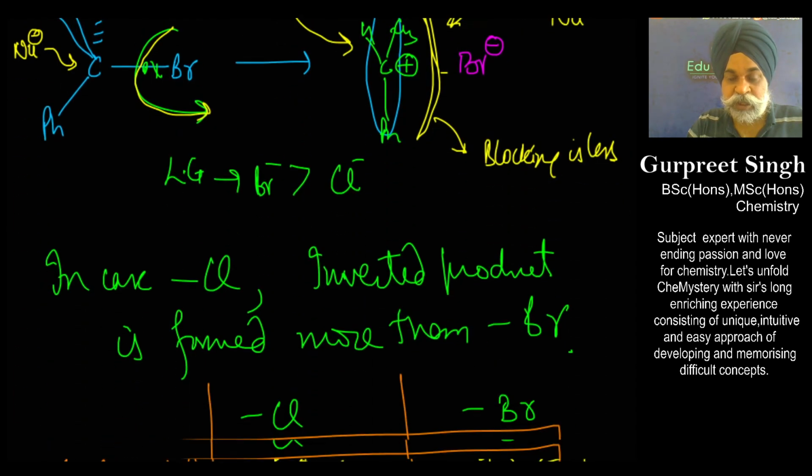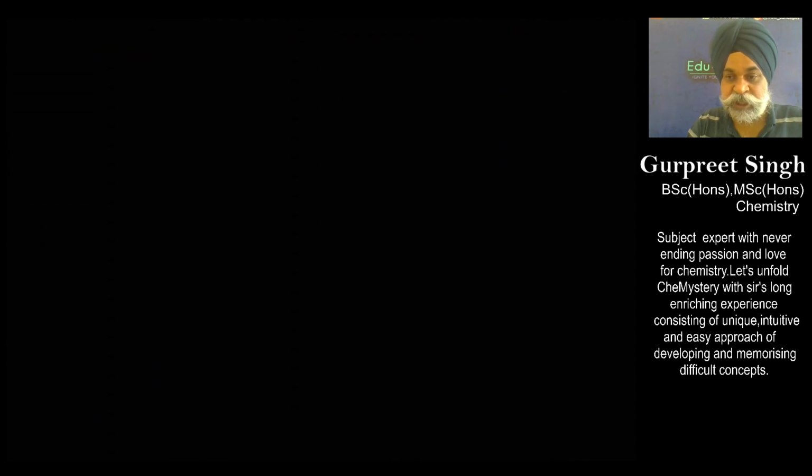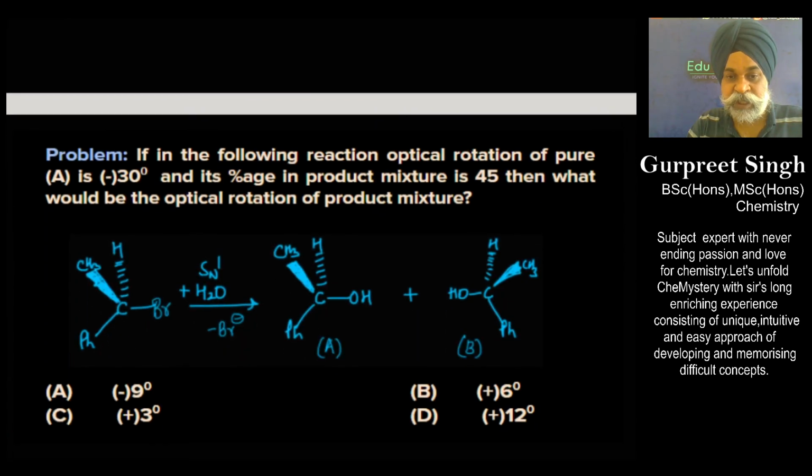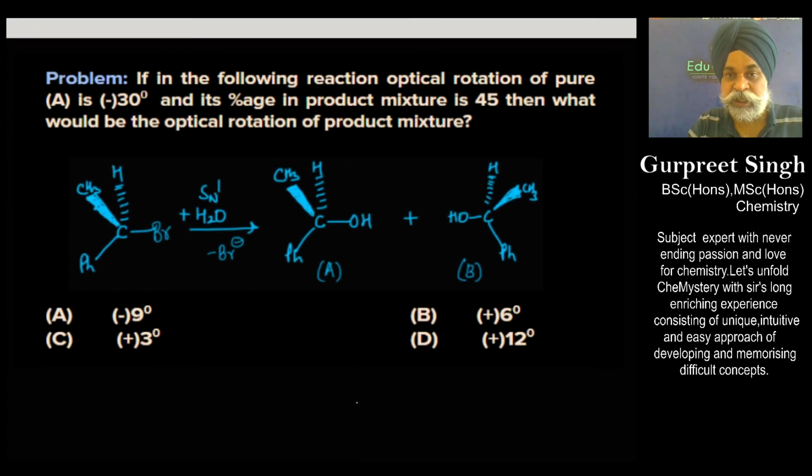Now, just to elaborate it in a better way, one more question can be done here. What is the question asked in this particular statement? In the following reaction, the optical rotation of pure A. So what is A? First you have to understand again that the halogen is given as Br, and this is SN1, that is nucleophilic substitution. This one has to be retained, and this is the inverted one.